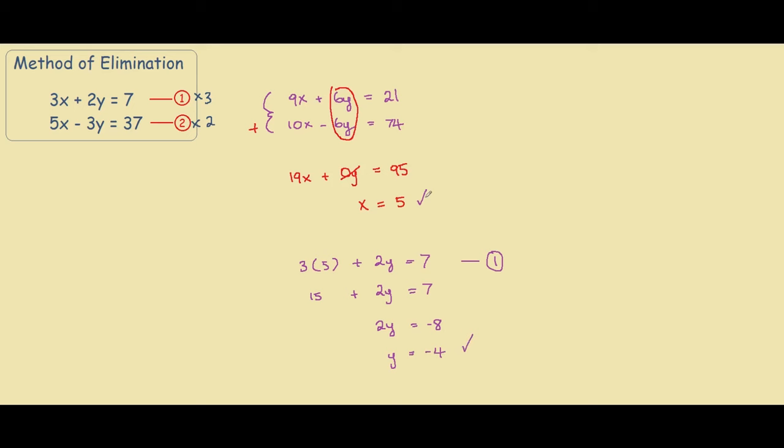So now we have found our x and y. x equals 5 and y equals negative 4. And this is how you use the method of elimination to solve simultaneous equations.